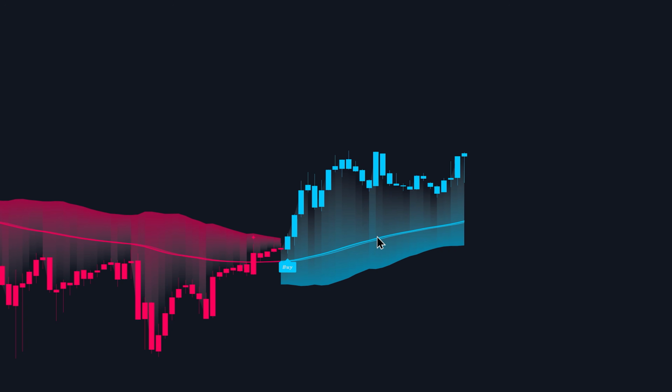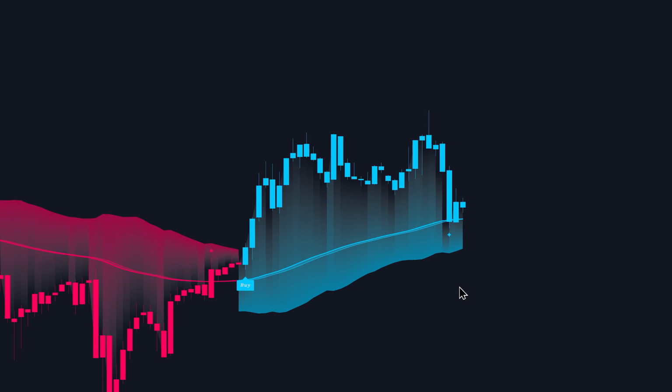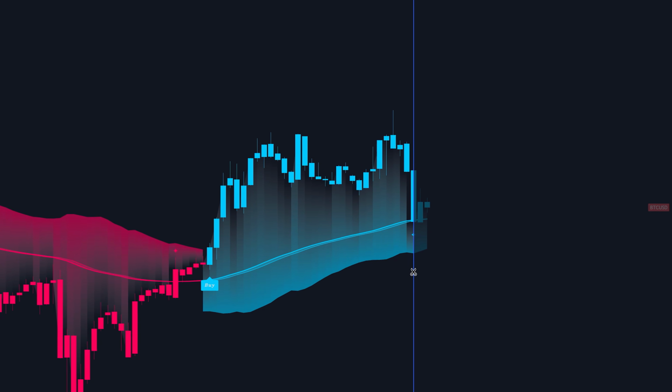The second entry is the clean entry, and this is the one I prefer. Wait for a pullback. Once you're in a bullish regime, you wait for price to come back down and touch the baseline. When that happens, you'll often see a diamond marker. That's your alert that price has retested the baseline inside the bullish regime. Now, you still want confirmation. Don't buy the first touch blindly.